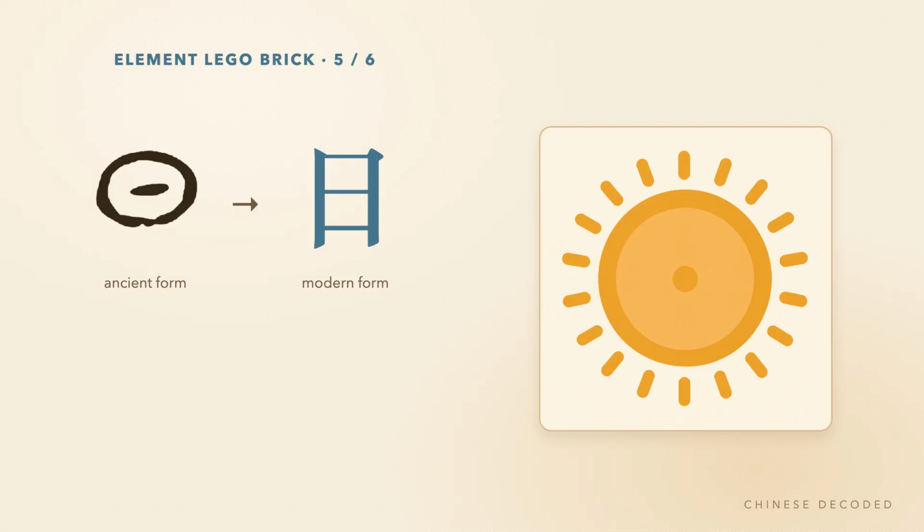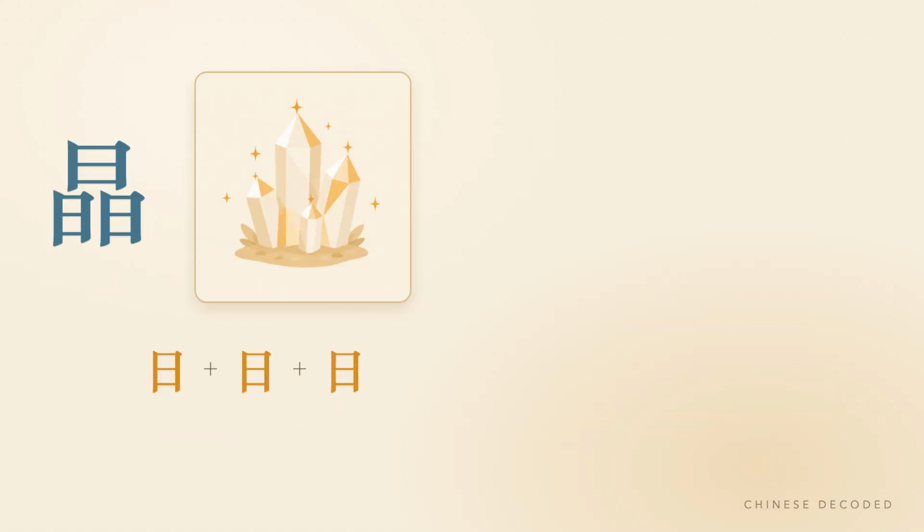A circle with a mark at its center, the sun, that is what the brick stands for. Triplet, a lot of light, glittering, sparkling. Today it describes anything sparkling and names the crystal.